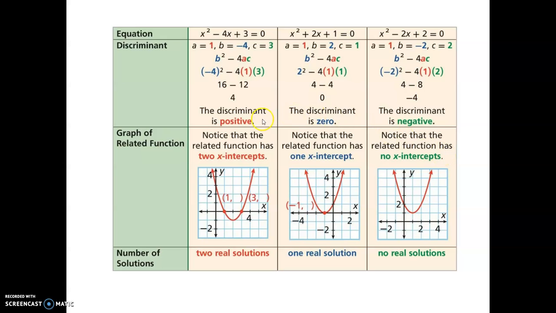Okay, so this shows you, depending on the discriminant, if the discriminant is positive, we have two real solutions. If the discriminant equals exactly 0, we have one real solution. And then if the discriminant is negative, think negative, no real solutions.